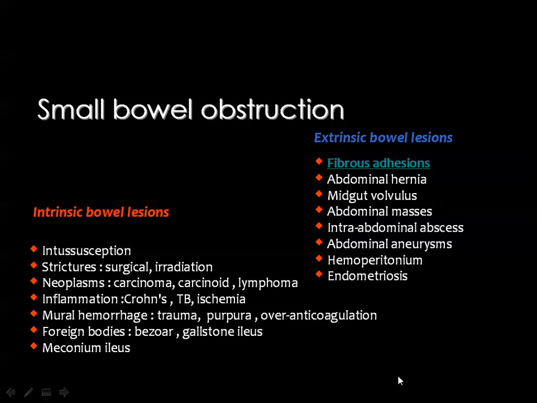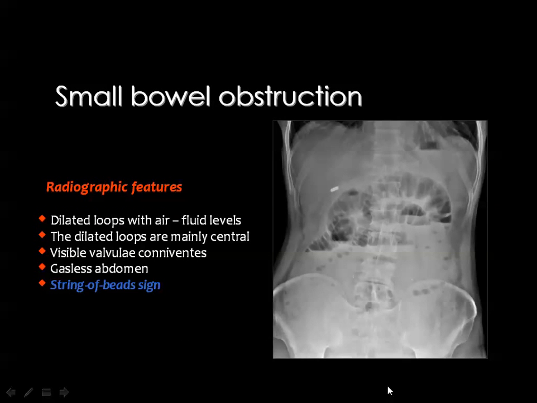And the most important extrinsic cause of bowel obstruction is fibrous adhesion, either secondary to infection or post-operative. Then incarceration of the bowel in a hernia, mid-gut volvulus, or abdominal masses, and these are many of the causes that result in a small bowel obstruction.